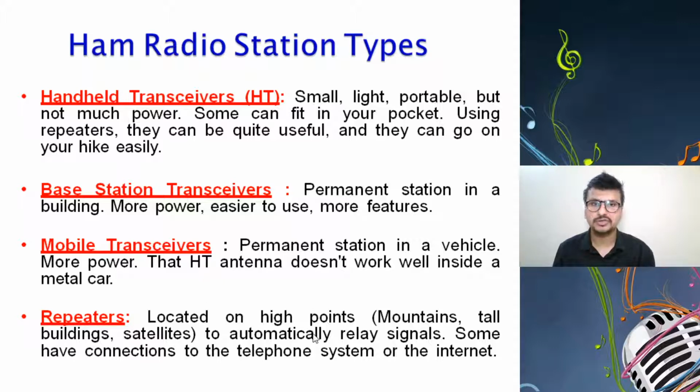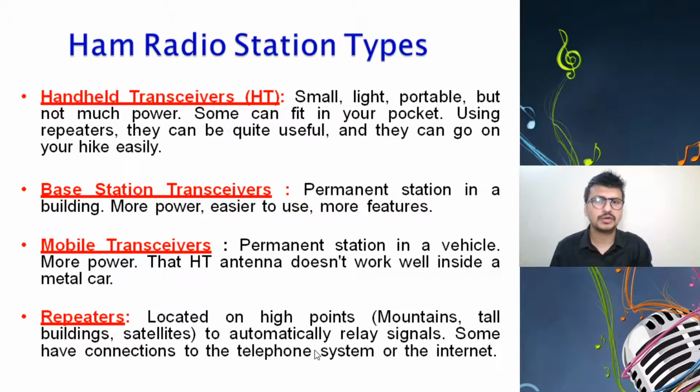Coming to the fourth type of radio station, that is repeaters. Repeaters are highly located, located on high points. If you talk about the mountains, the tall buildings, the satellites, they automatically relay signals. That's why repeaters are used in this radio station type. Some have connections to the telephone systems, and some have connections to the internet also, so that you can work as per your need and required demand.